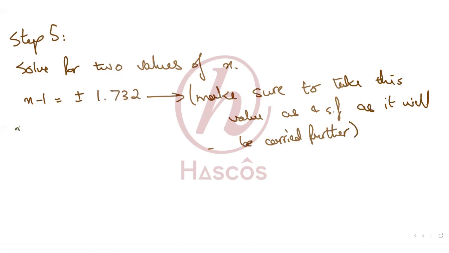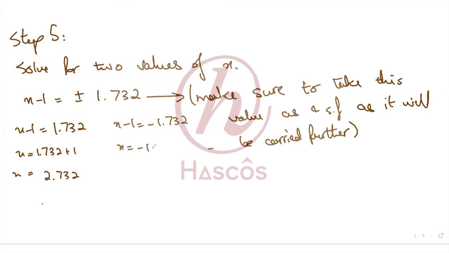Now you need to solve separately. x minus 1 equals positive 1.732 separately, x minus 1 equals negative 1.732 separately. So x equals 1.732 plus 1, x is equal to 2.732. And x equals minus 1.732 plus 1, and that's equal to x equals minus 0.732. Now this is already in 3 SF, so x equals minus 0.732 is one of your answers.